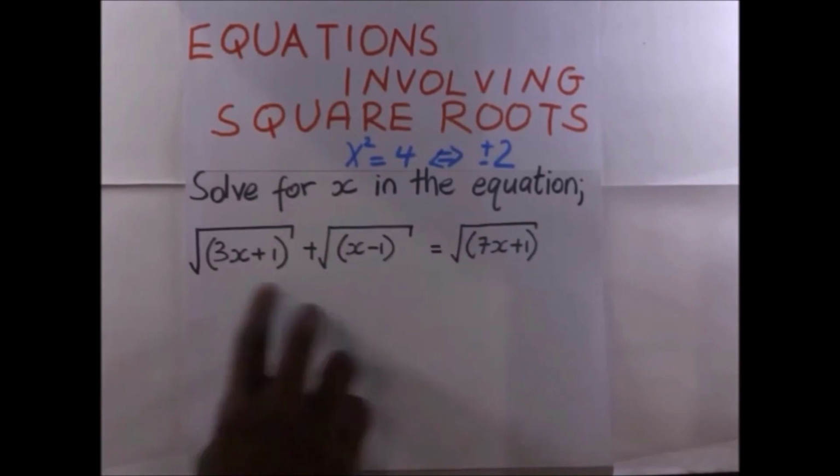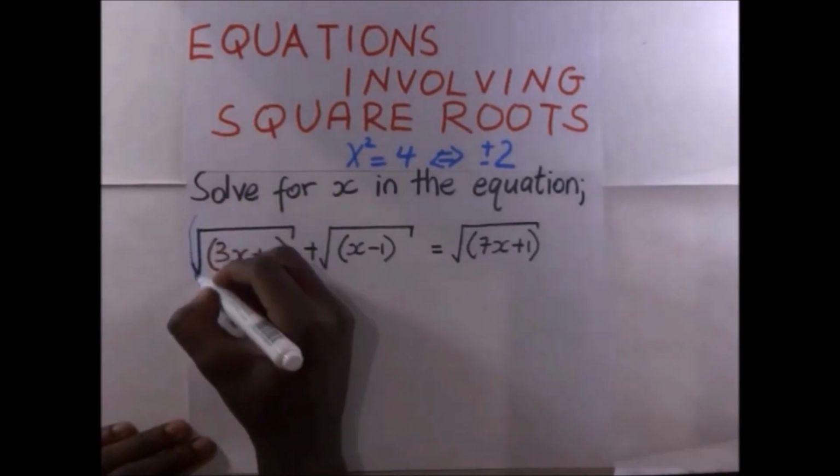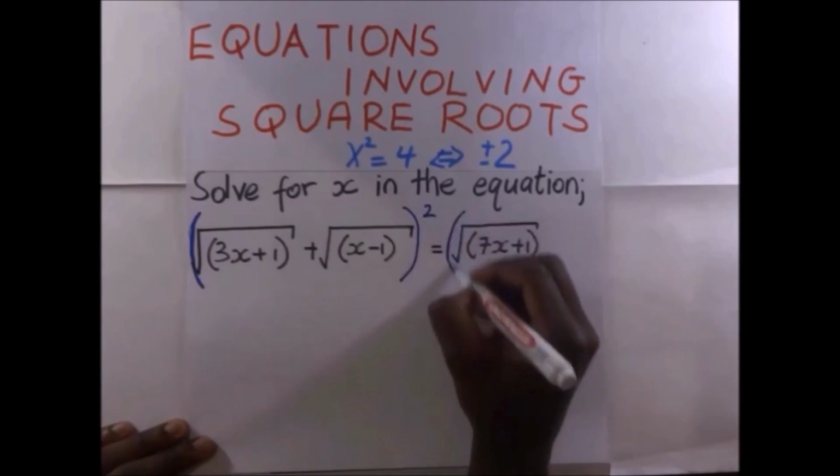So we start. This plus that is equal to that. So we square both sides to get what we want. It means that we are going to square this side and also square that side.